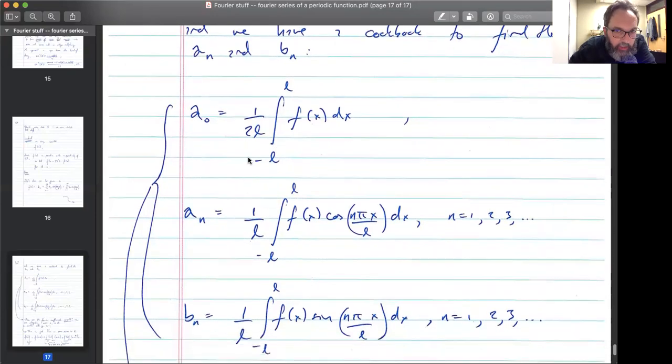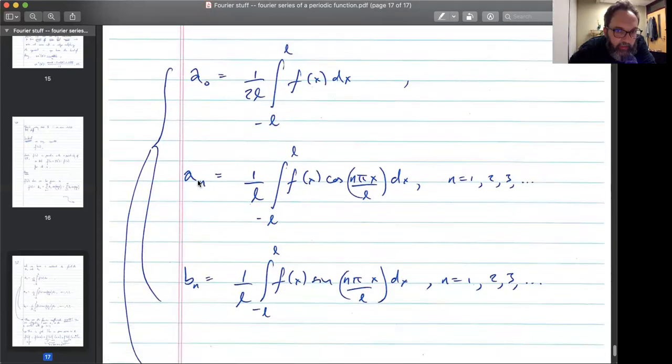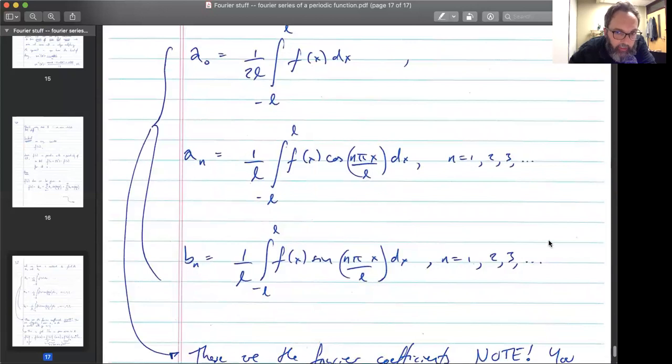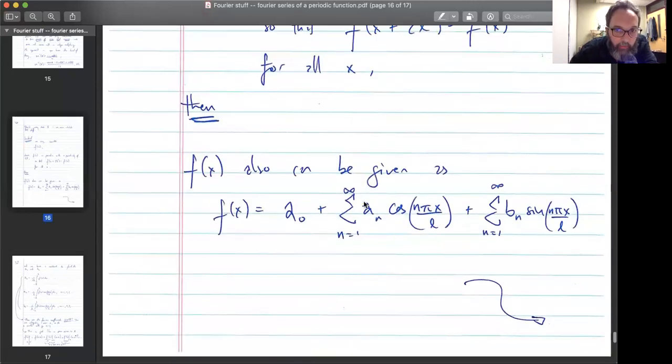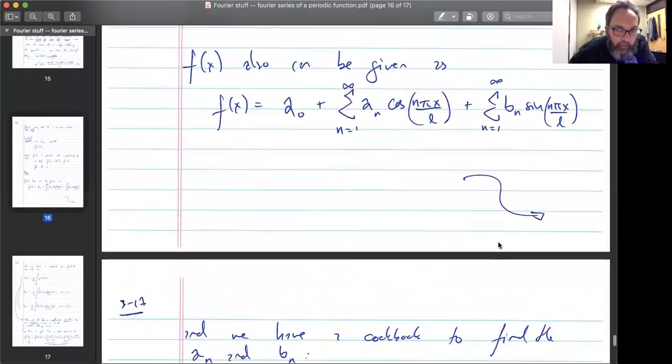All right, so they're just these cookbooks. The first term is just the function integrated over its wavelength. The second thing, the a sub n's, is that function, whatever it is, multiplied by cosine n pi x over L, and then I integrate that thing over the wavelength. And I do that for n equals 1, n equals 2, n equals 3. I do the same thing to get the bn coefficients. Okay, so remember what these are. They are coefficients in a power series expansion in powers of sine and cosine.